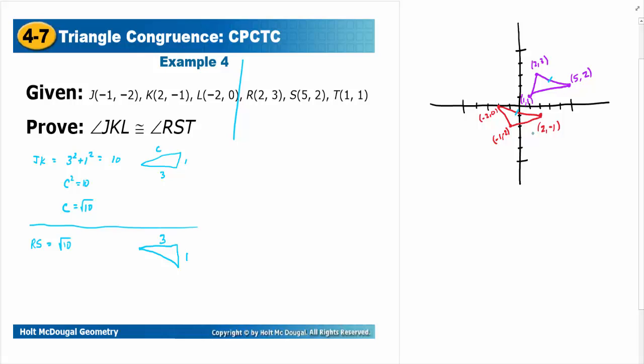Now because I'm not really given angles here, it looks like I need to do side, side, side. So I'm going to go side, side, side on this. So the next side I'm going to do is KL. KL matches with ST. So if I'm doing KL, that's going from 2, -1 to -2, 0. So 2, -1. Let's see. Oops, I gave you the wrong length down here.